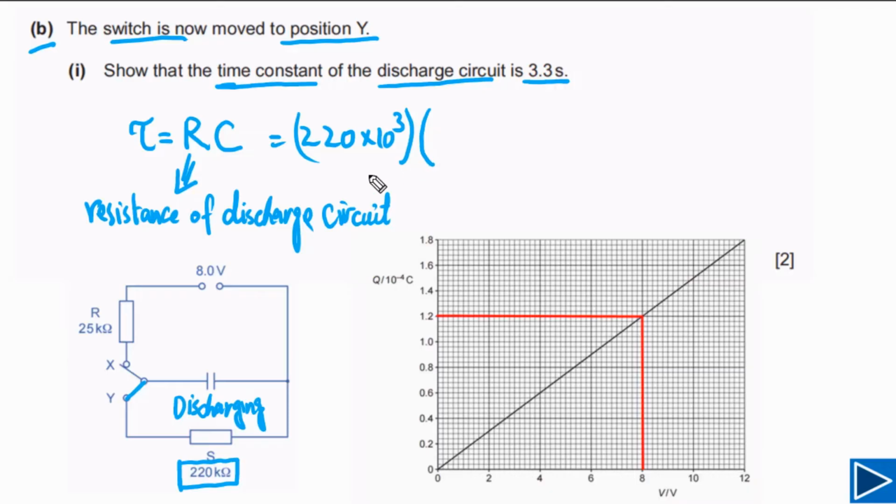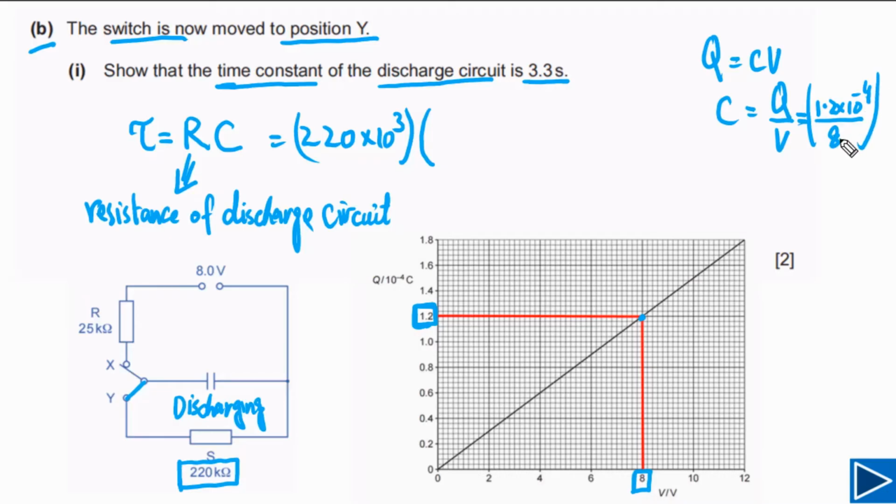Now we need to calculate the value of C as well. But Q is equal to CV. Or simply we can say C is equal to Q over V. C is equal to the charge on one plate of the capacitor divided by the potential difference between the plates. So when the charge on one plate of the capacitor is this one, the potential difference across the two plates is equal to 8 volts. So we can say in this case the capacitance will be equal to 1.2 times 10 to the negative 4 divided by 8.0.